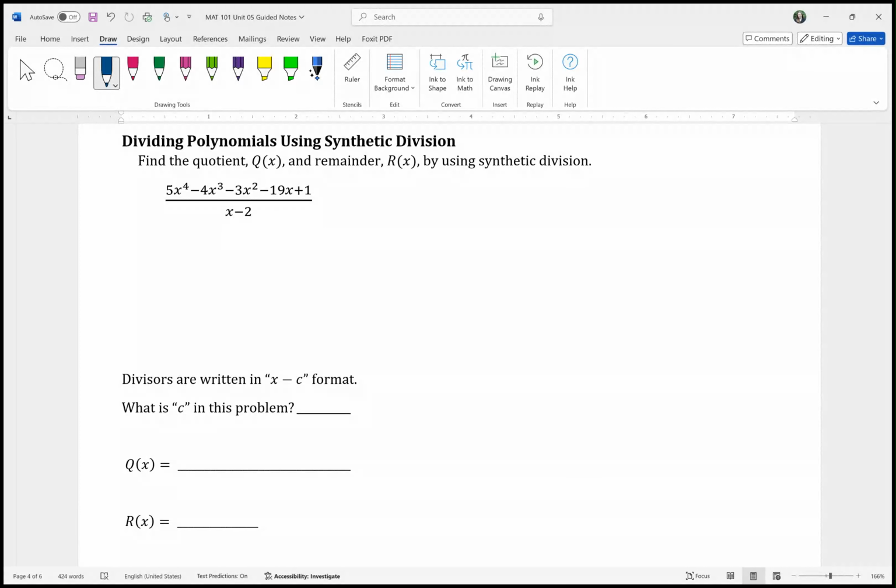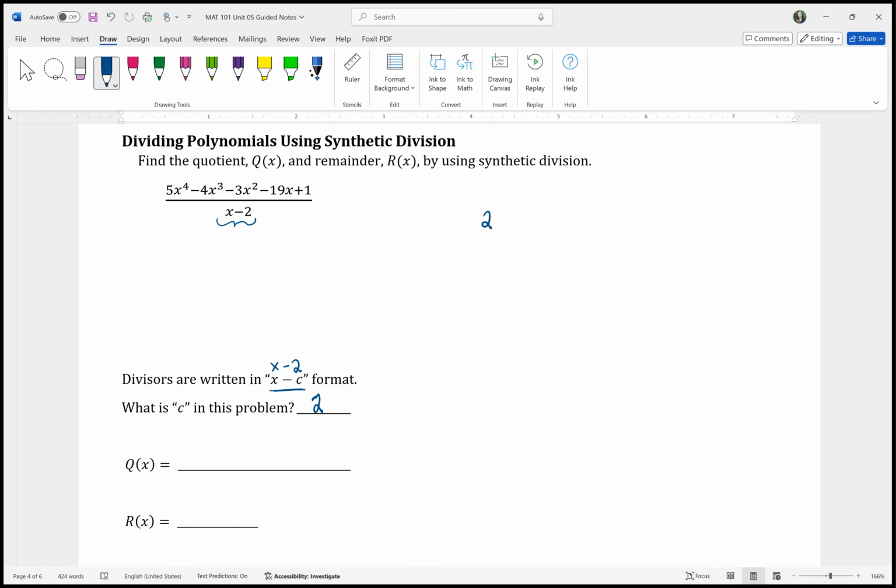by using synthetic division. We are going to start by looking at our divisor. So our divisor here is x minus 2, and divisors are written as x minus c format. So what we first want to find is what is c in this problem. And obviously, if you have x minus 2, our c will be 2. Once you find that, you're going to write that over to the side to get our synthetic division started.